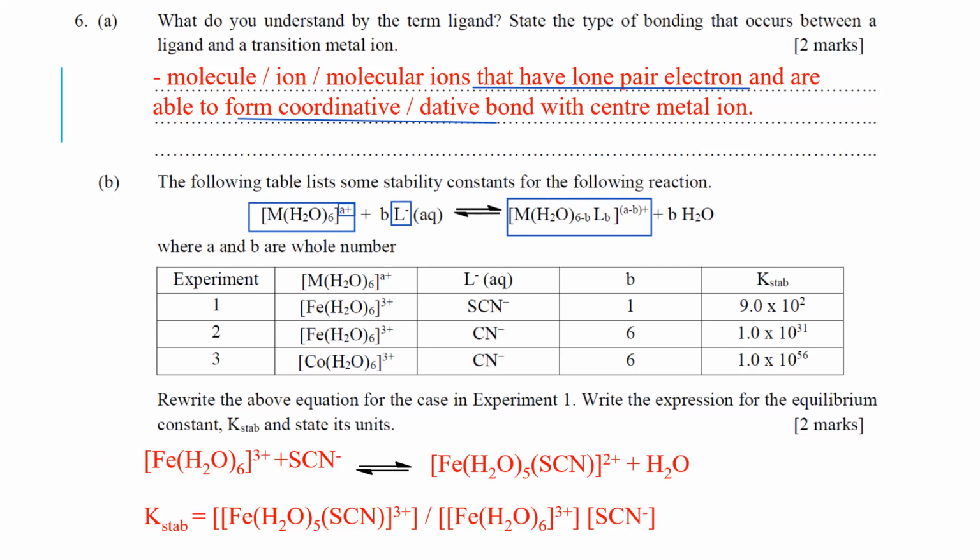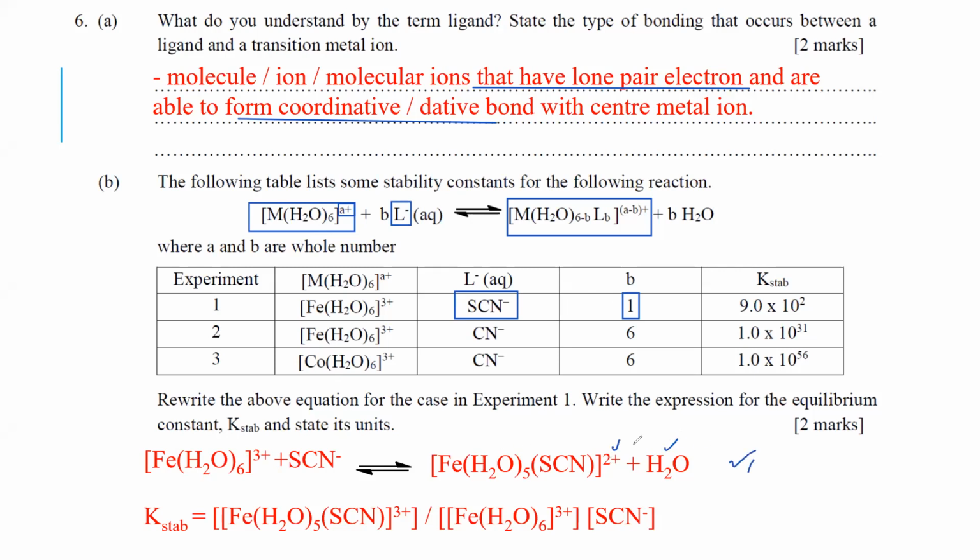Where n is a whole number, rewrite the above equation in the case of experiment 1 and write the expression for the equilibrium stability constant and state its units. So here you have to write the equation where you have Fe(H2O)6 3+ plus our ligand, SCN minus. So you substitute only one, as the question already said.